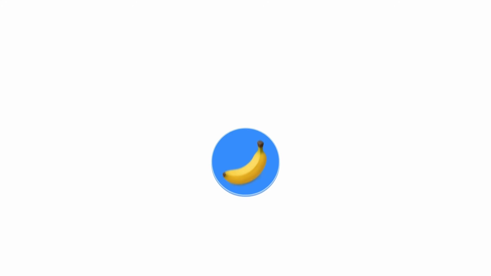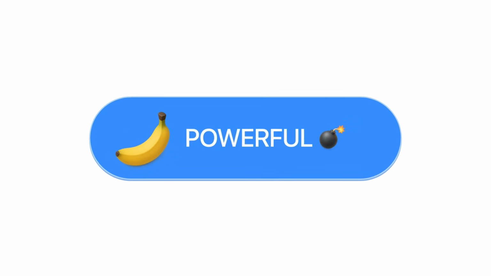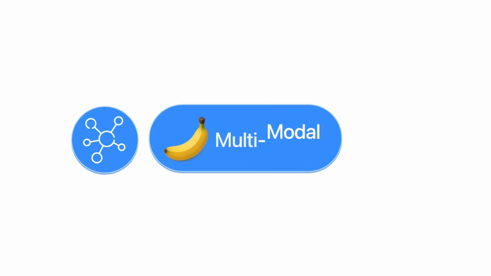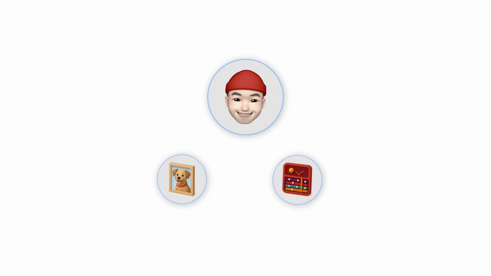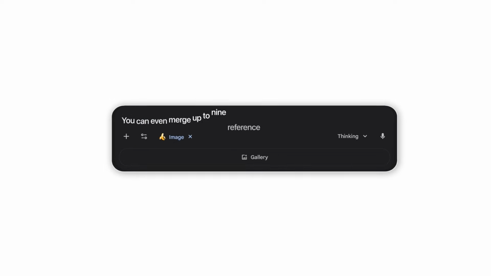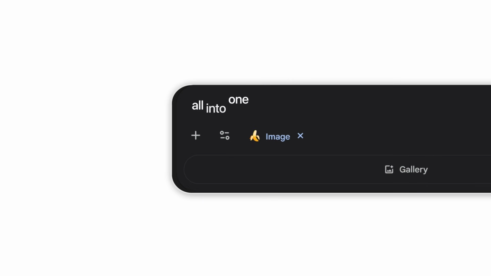So about a month ago, Nano Pro, the world's most powerful and the world's first multimodal image model, was released on the world by the Google AI team, and it has unleashed a ridiculous amount of possibilities and use cases for creating really cool images, graphics, and basically anything you can think of when it comes to creating illustrations. You can even merge up to 9 reference images all into one output.